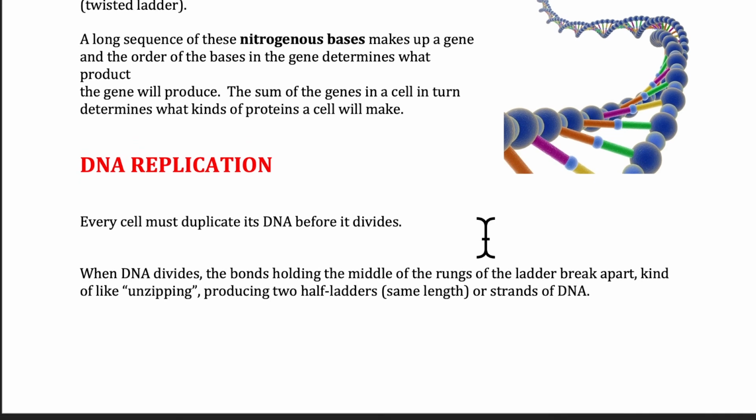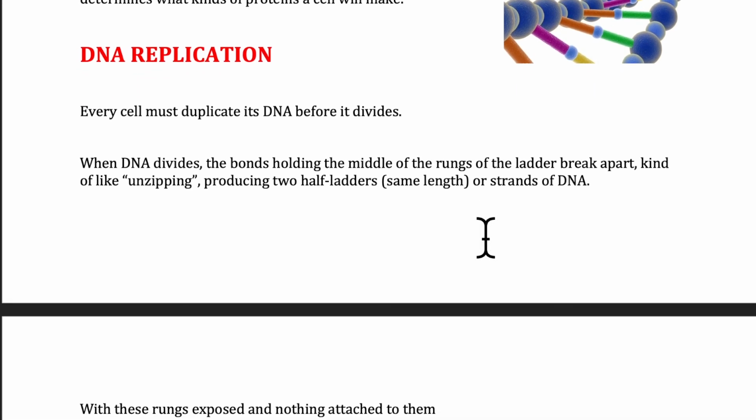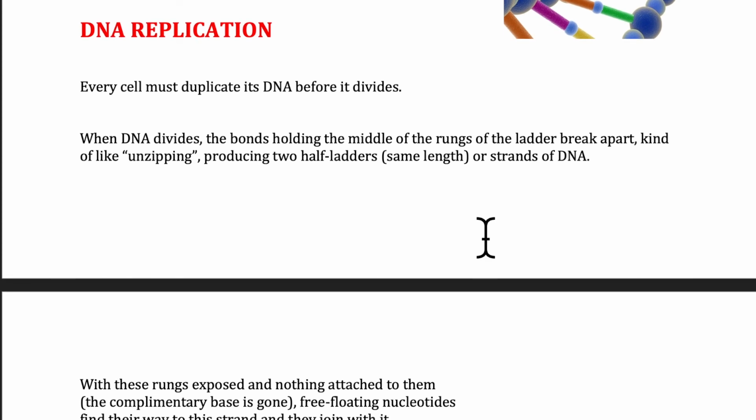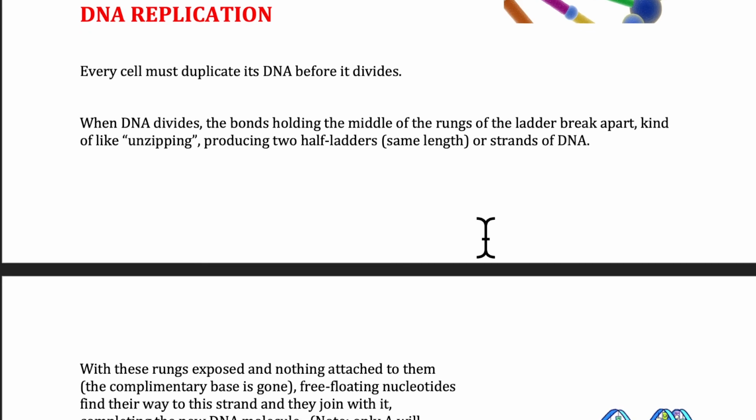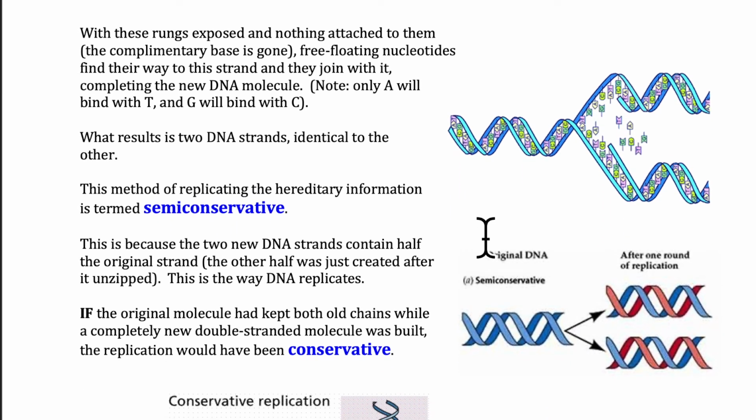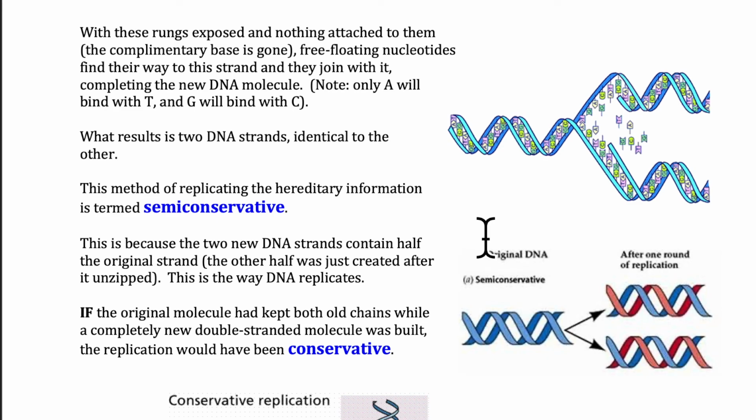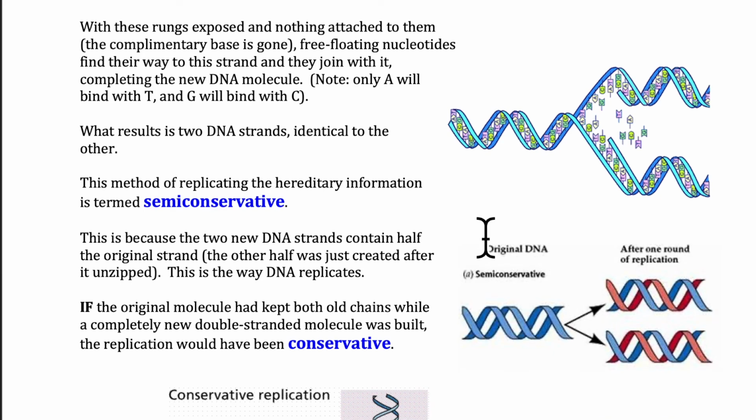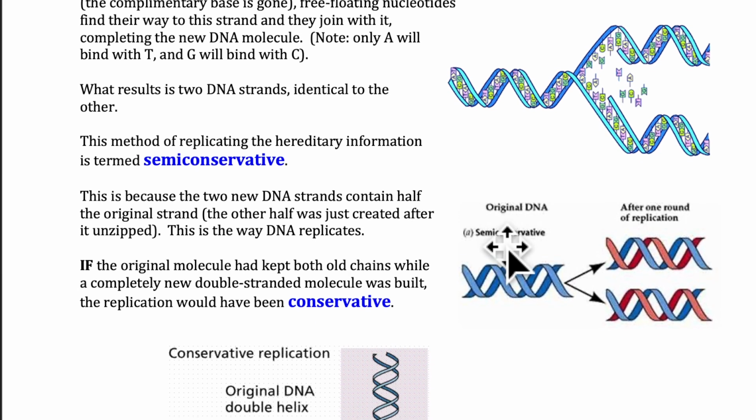DNA replication. Every cell must duplicate its DNA before it divides. When DNA divides, the bonds holding the middle of the rungs of the ladder break apart, kind of like unzipping, producing two half ladders of the exact same length, or strands of DNA. With these rungs exposed and nothing attached to them, the complementary base is gone. Free-floating nucleotides find their way to this strand and they join with it, completing the new DNA molecule. Note, only A will bind with T and G will bind with C again. That's quite important, if I haven't made that pretty clear. What results is two DNA strands, identical to the other.